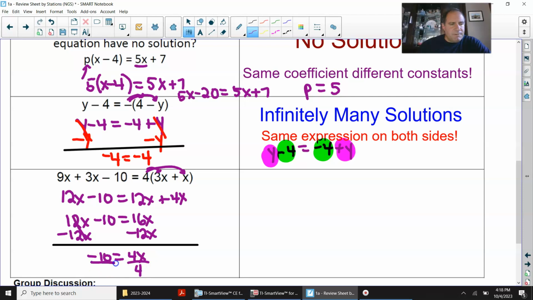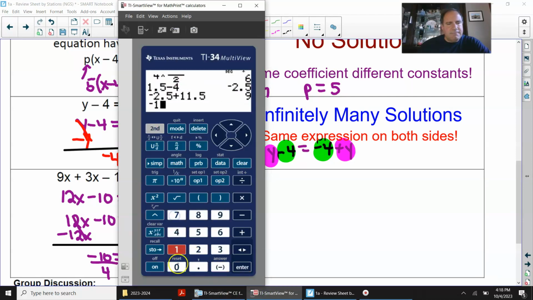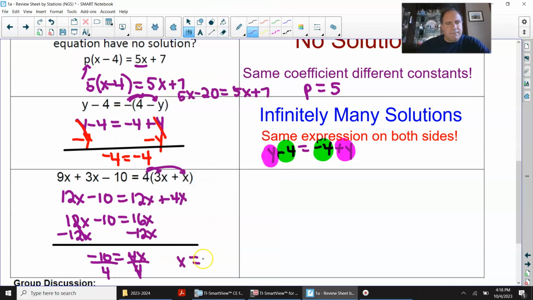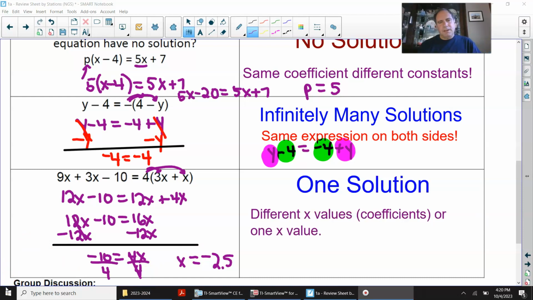Divide by 4. Divide by 4. And then you have x equals negative 10 divided by 4. Negative 10 divided by 4 equals negative 2.5. And that is one solution. Even if it's 0, that means it's one solution. And that's it. You can have different x values. That's one solution. If you have one x value, like 2x plus 10 equals 20, that's going to be one solution. Solved it all the way down to the end.